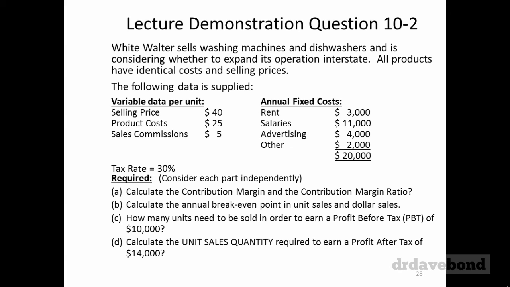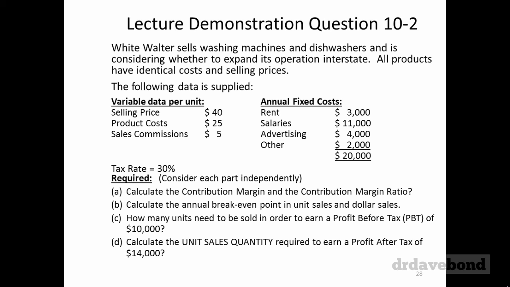Okay, so how many units need to be sold in order to earn a profit before tax of $10,000? 3,000 units is it. And again, it's following the same basic setup of total fixed cost of 20,000 plus target profit of 10,000, all divided by 10. Gives you 30,000 over 10, gives you 3,000 units. So for C, if you want a profit before tax of 10,000, you need to sell 3,000 units.